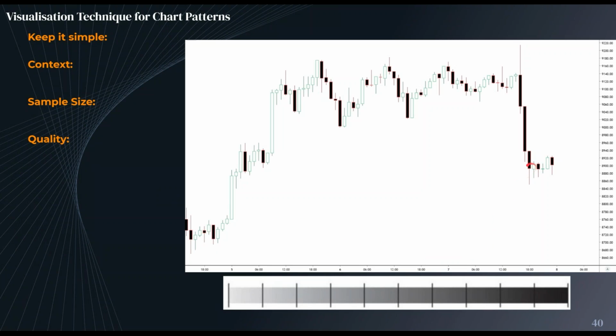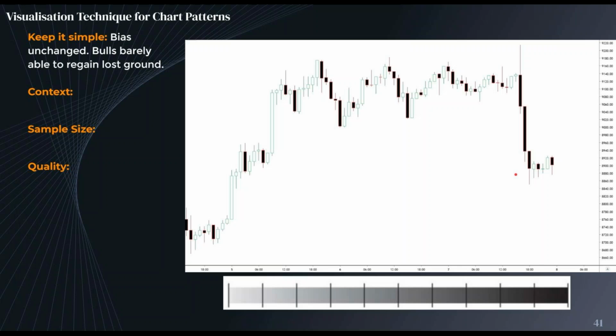Well, after our more neutral candle, we've had a bit of a neutral period where 5 candles have consolidated. No one is clearly winning the war. Keep it simple, bias unchanged, bulls barely able to regain lost ground. Bulls haven't really made any progress. The bias remains unchanged because the bulls haven't made any attempt to get back into bear territory. They haven't even gotten above the third candle.